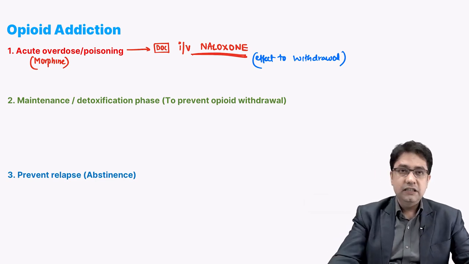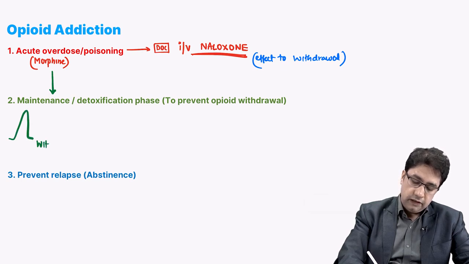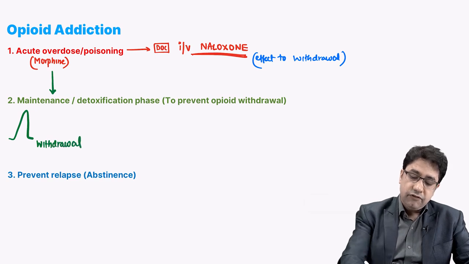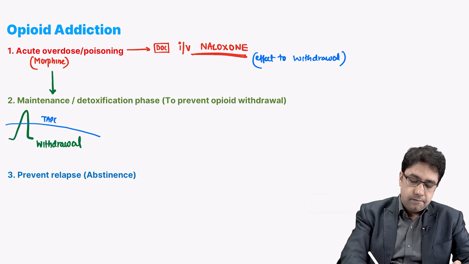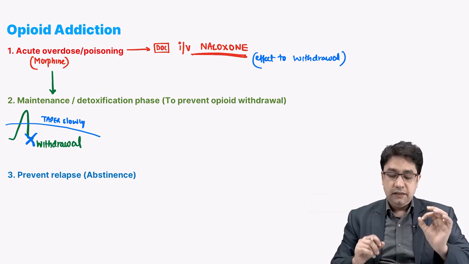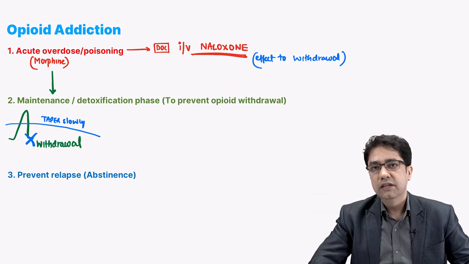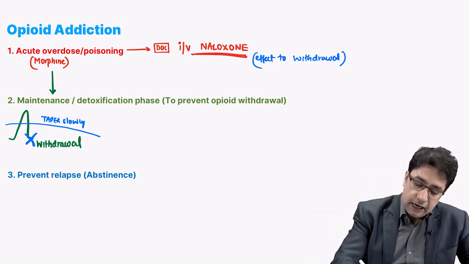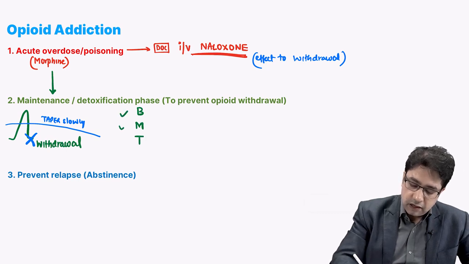Now after you have stabilized the patient, the next phase is the maintenance phase. Why the maintenance phase? Because if a patient is dependent on opioid, the patient can go into withdrawal. So we have to give a similar opioid-like drug which we will taper off slowly, and hence the patient will not go into withdrawal. This phase is known as the maintenance phase or detoxification phase. The main work of this phase is to prevent withdrawal, and to prevent withdrawal, 3 drugs are approved, which we have already discussed. BMT.